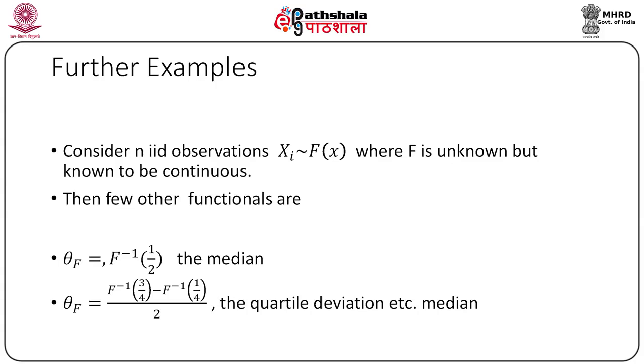Now, consider some other types of functionals. Suppose xi are IID observations from an unknown distribution function f, where f is unknown but known to be continuous. Then F inverse of half, that is the median, where script f is the class of all absolutely continuous distribution functions, is also a nonlinear functional. If we consider the quartile deviation, then the functional will also be a nonlinear functional.